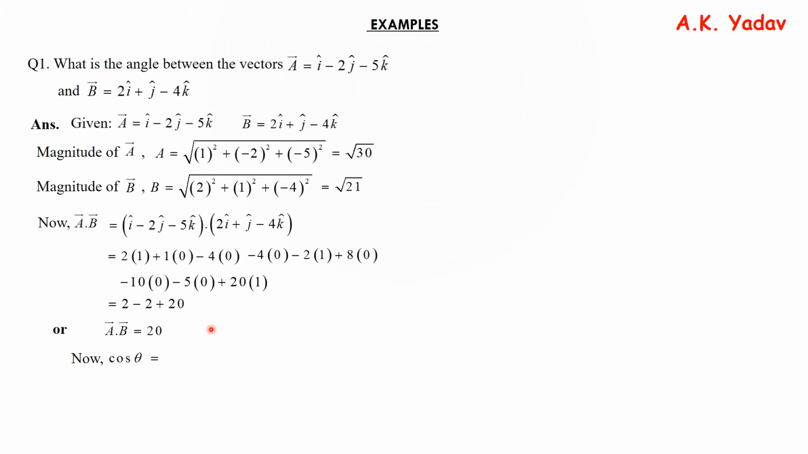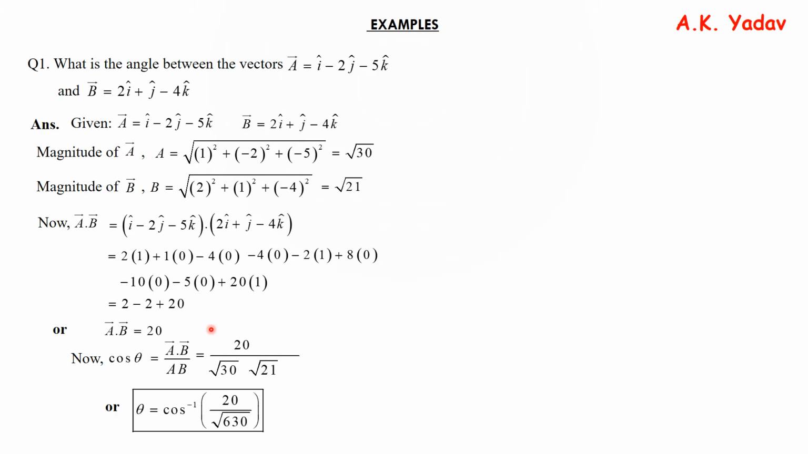Now we know cos theta is equal to a dot b upon ab, which is 20 upon under root 30 into under root 21, or we can write theta is equal to cos inverse 20 upon under root of 630.